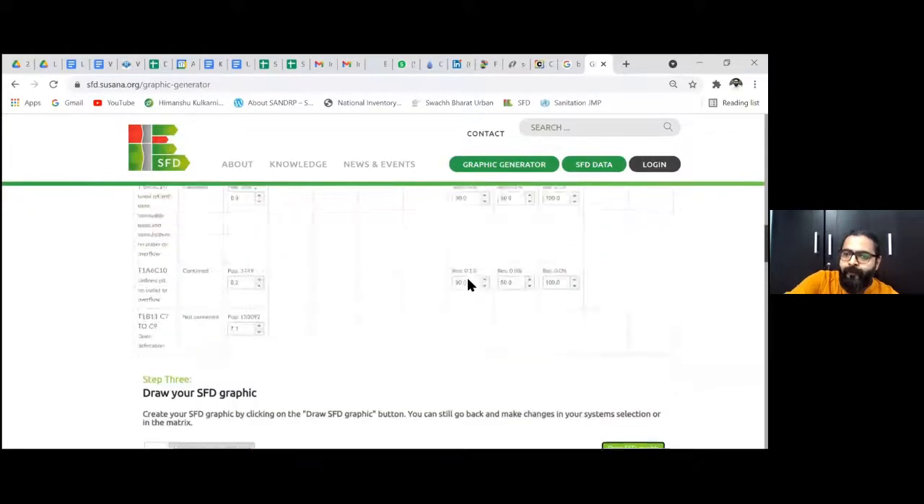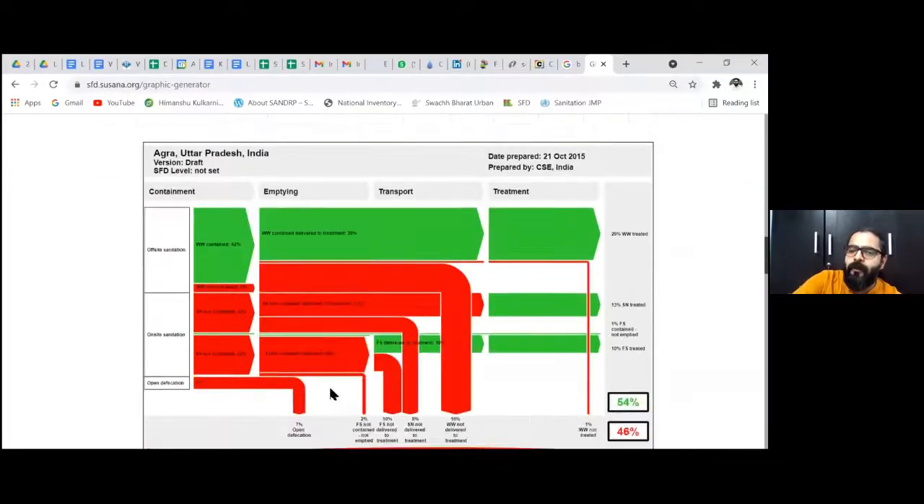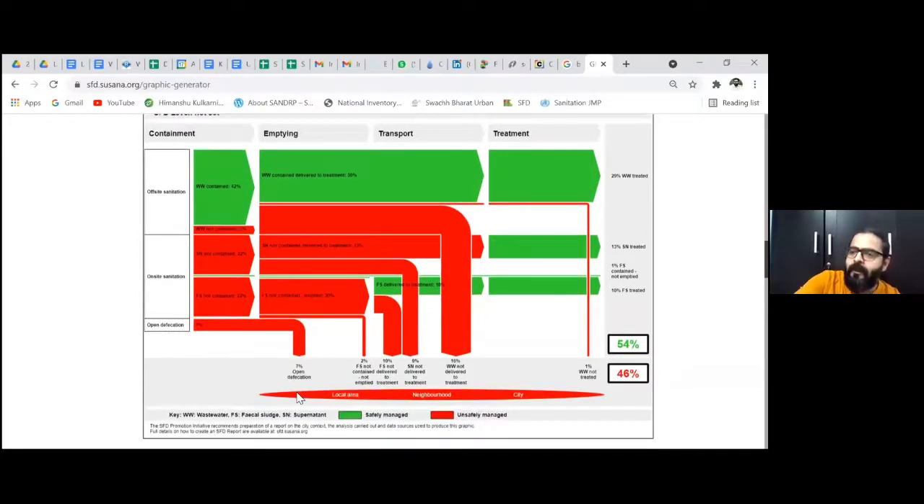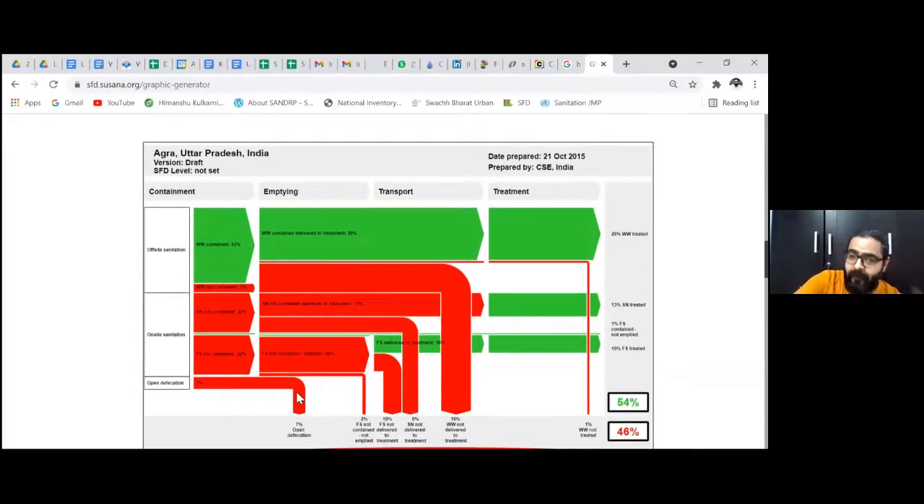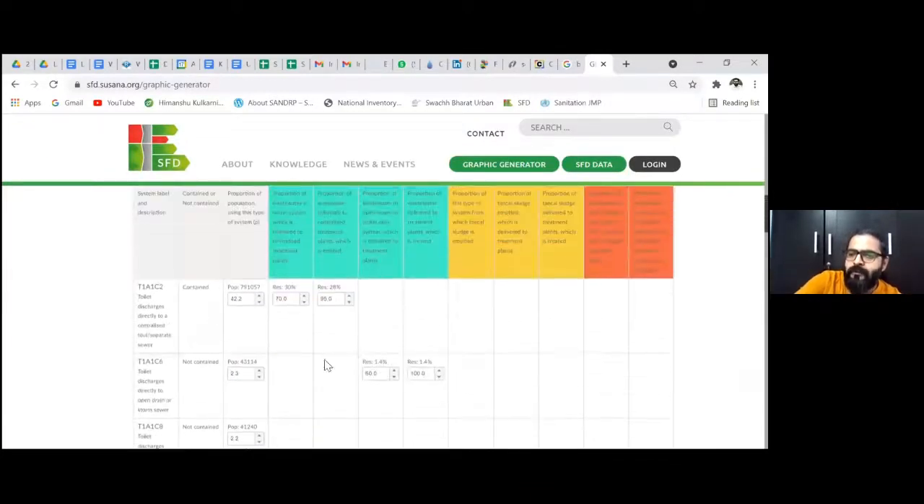It helps you combine systems which are functioning in a similar way. For example, we were discussing that a septic tank plus soak pit is in a way behaving like a twin pit system. So it is going to get added up here in the SFD, and you're not looking at individual systems, but at a cumulative level: how excreta is being handled at a city level is represented in the SFD. So you don't have to think about what is going to turn red or green, the graphic will do that for you, but you need to answer these questions, which are based on the systems that you choose from this matrix.